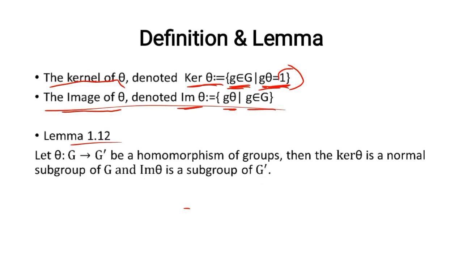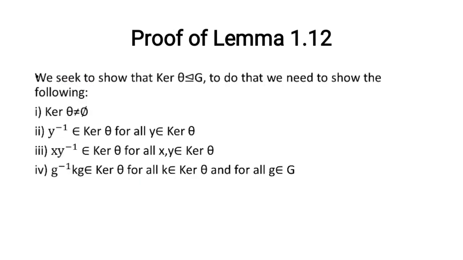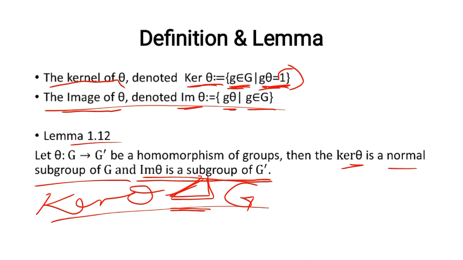Once we have that, the lemma says that the kernel is a normal subgroup of G, and also that the image of theta is a subgroup of G prime. So we need to show that the kernel of theta is a normal subgroup of G, that it's a subgroup and it's also normal, and that the image of theta is a subgroup of G prime. We'll prove in this video only the first part, that is that the kernel is normal in G.